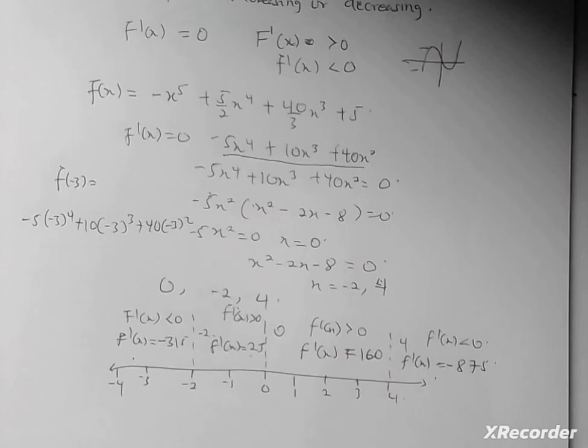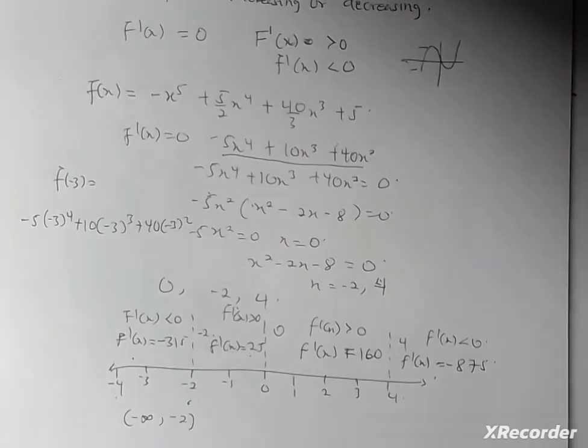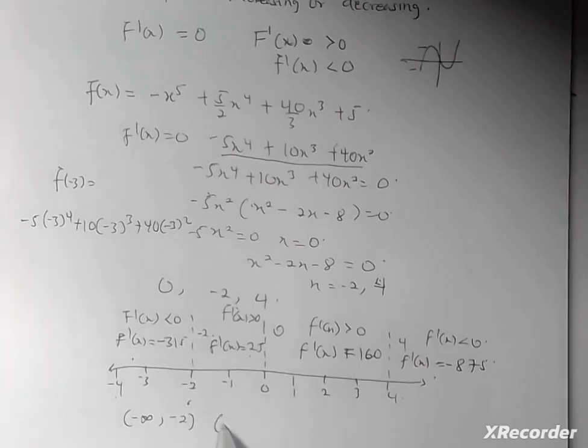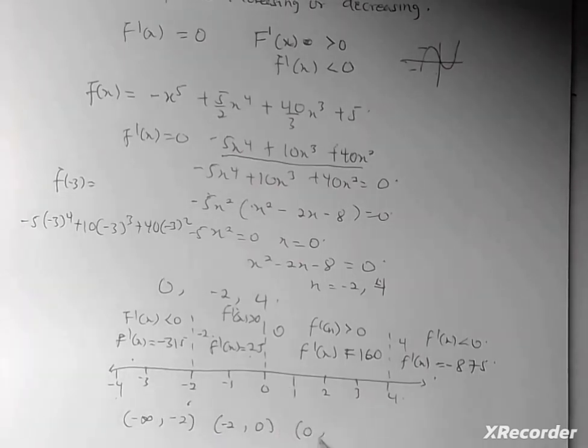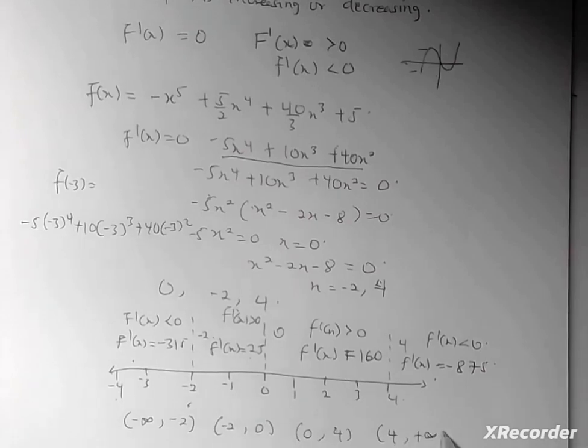The question asks for the interval. So how do we get our interval? It is from negative 2 towards negative infinity. That is giving us decreasing. So open bracket, negative infinity, then negative 2. It's not inclusive. You don't add a critical point to it. Then from negative 2 towards 0 is increasing. Then from 0 towards 4 is increasing.